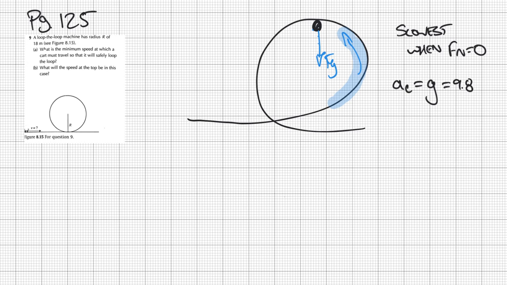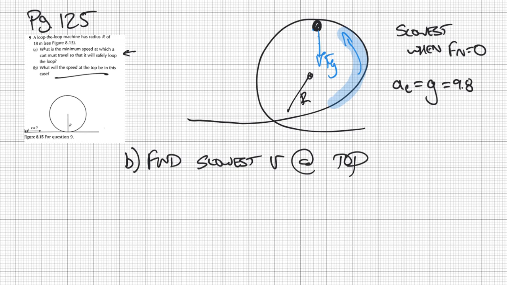So we're actually going to need to find this first, and then we'll be able to find the speed at which it needs to get shot. So we know our radius here is 18. So let's do B first. Find slowest velocity at the top. And so my acceleration is simply going to be g, and that's going to be a centripetal acceleration, which is going to be v squared over r.